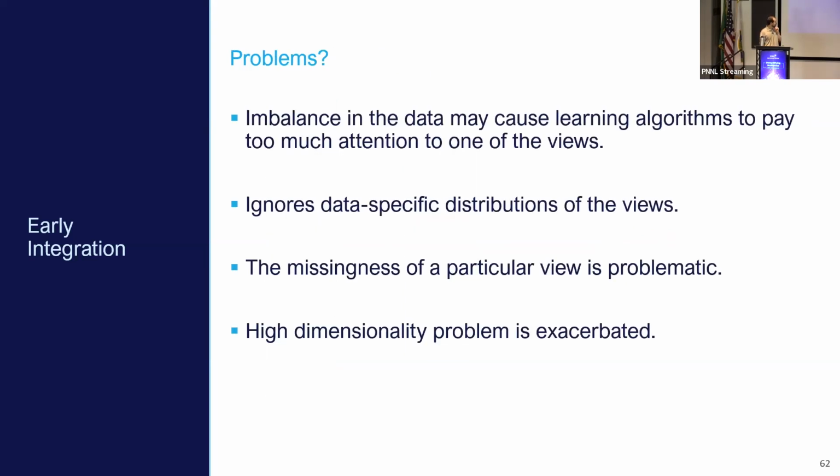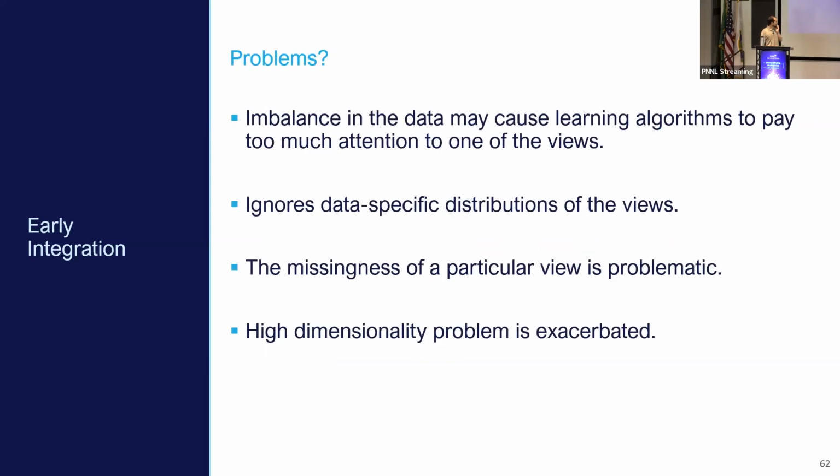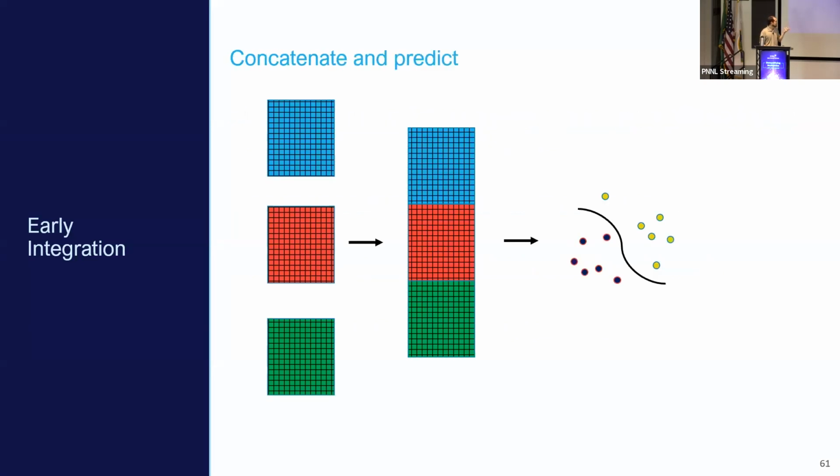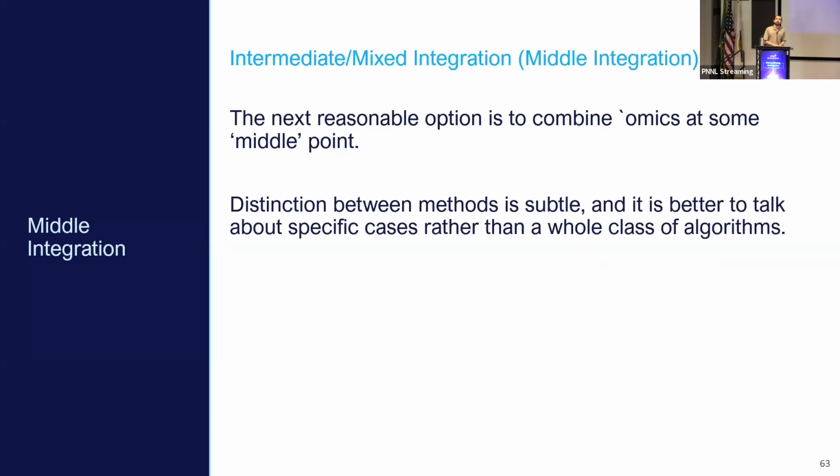So like I said, the missingness of a particular view is problematic. Specifically here, you can imagine if in one of these columns, suppose you had an entire block in the blue of just missing data. That's not easy to deal with. And the high dimensionality problem, like I mentioned, is exacerbated. You started out with maybe 100 features each, and you now have a data frame with 300 features, perhaps with only 60 or so samples. Okay, so probably we want to do better.